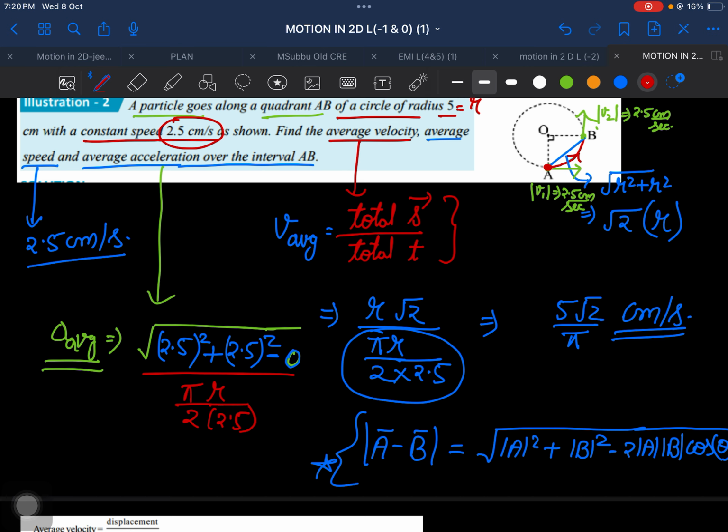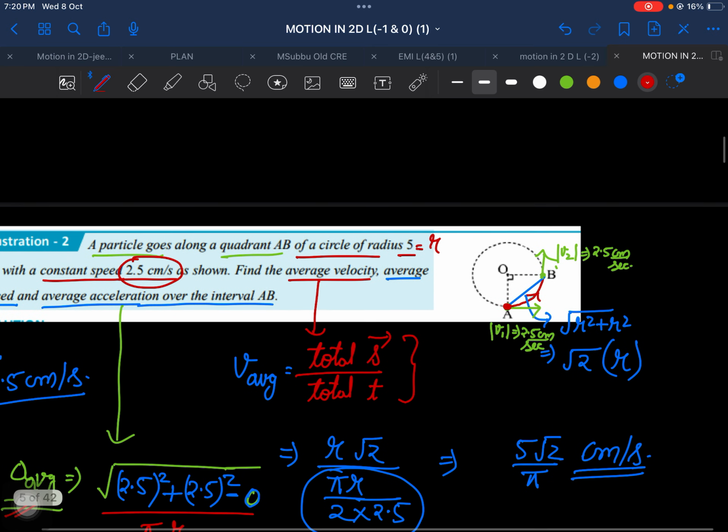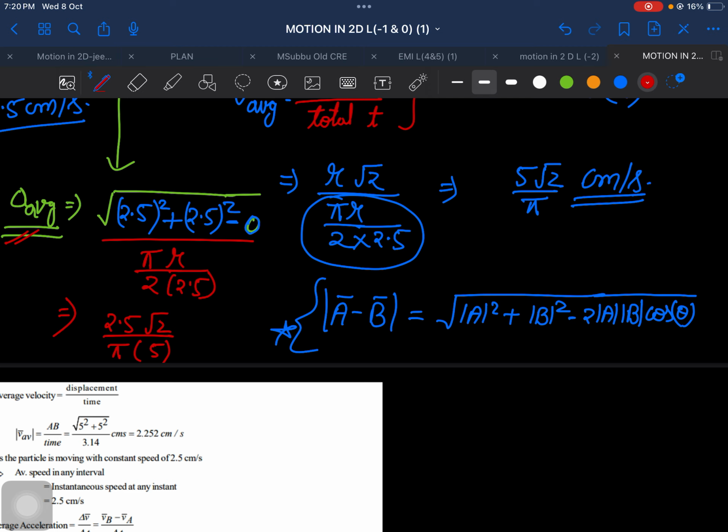So that's it, you can solve it. And this will be your acceleration here. If I solve it, it will be 2.5 root 2 divided by pi r by 2 into 2.5. Here r is 5 centimeter. The 2 and 2.5 go up into the numerator, so it will become 5. So that's it, this is your final answer.